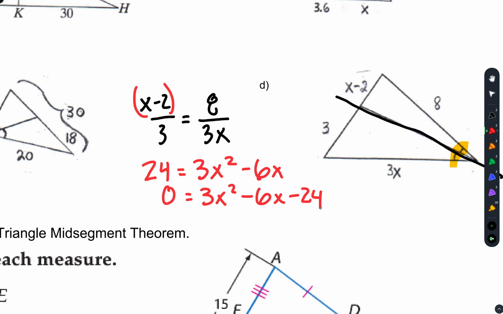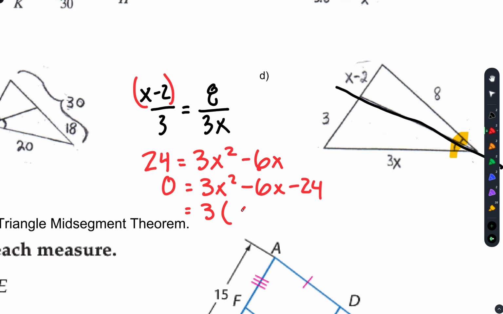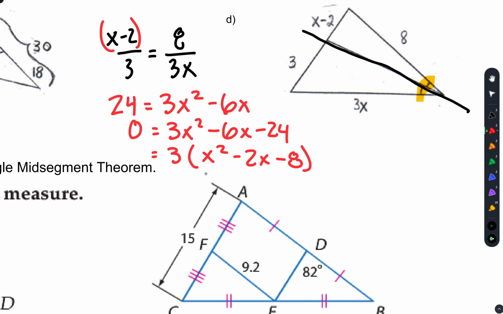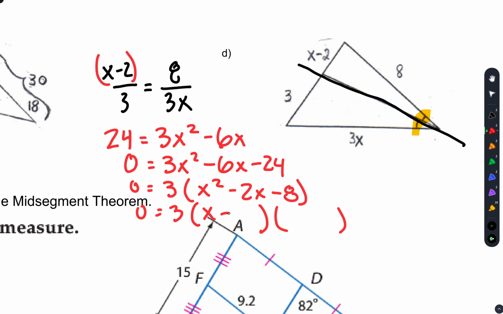And then how am I going to solve this? What do I got to do first? Dahlia? Divide by 3. And then my factors look like, anybody? Caitlin? Perfect. I have two answers, x equals 4, x equals negative 2.